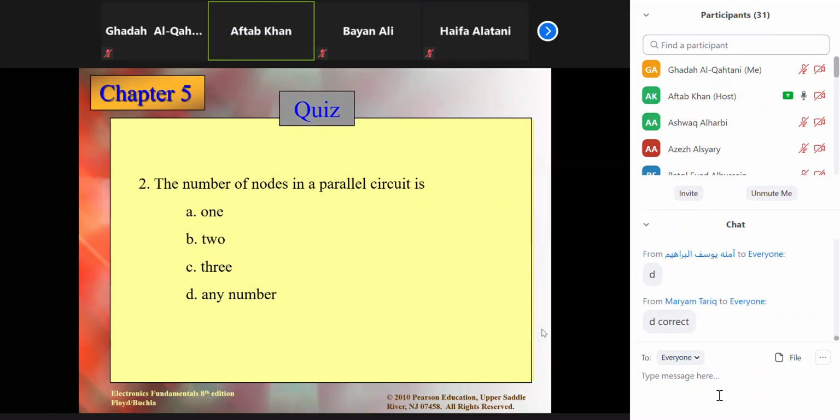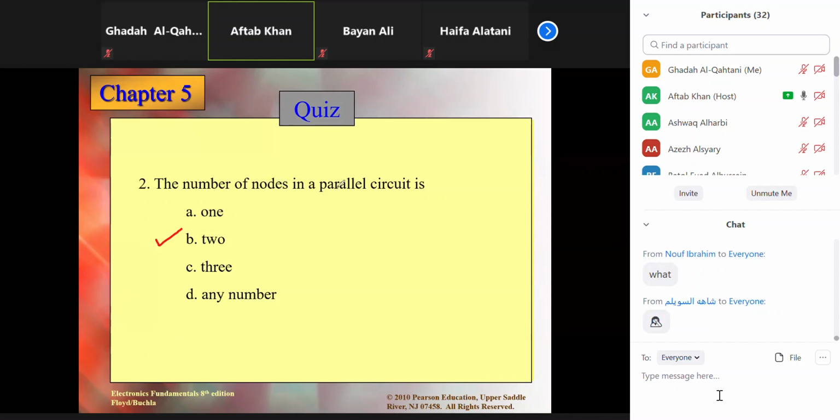Ashwak? D, 100%. Oh, no, someone changed. Jana changed to C. D. No, C. Okay, all are wrong. Mariam is correct. B. 100% wrong. B.